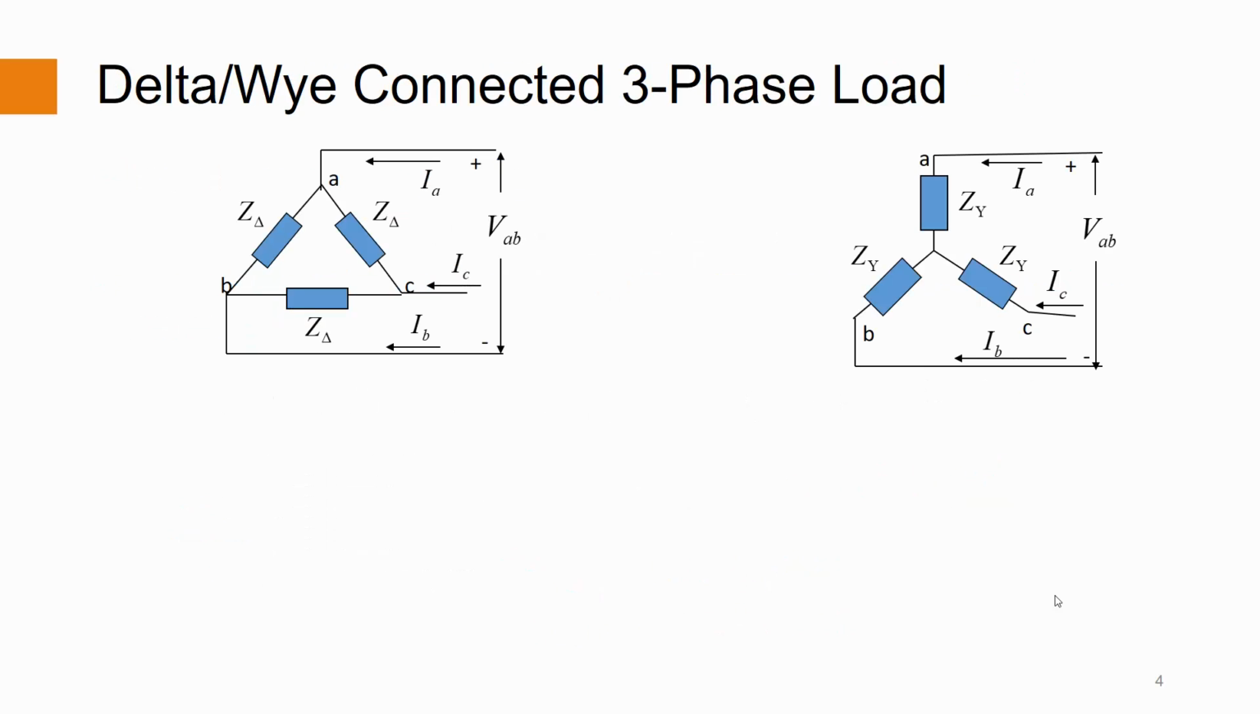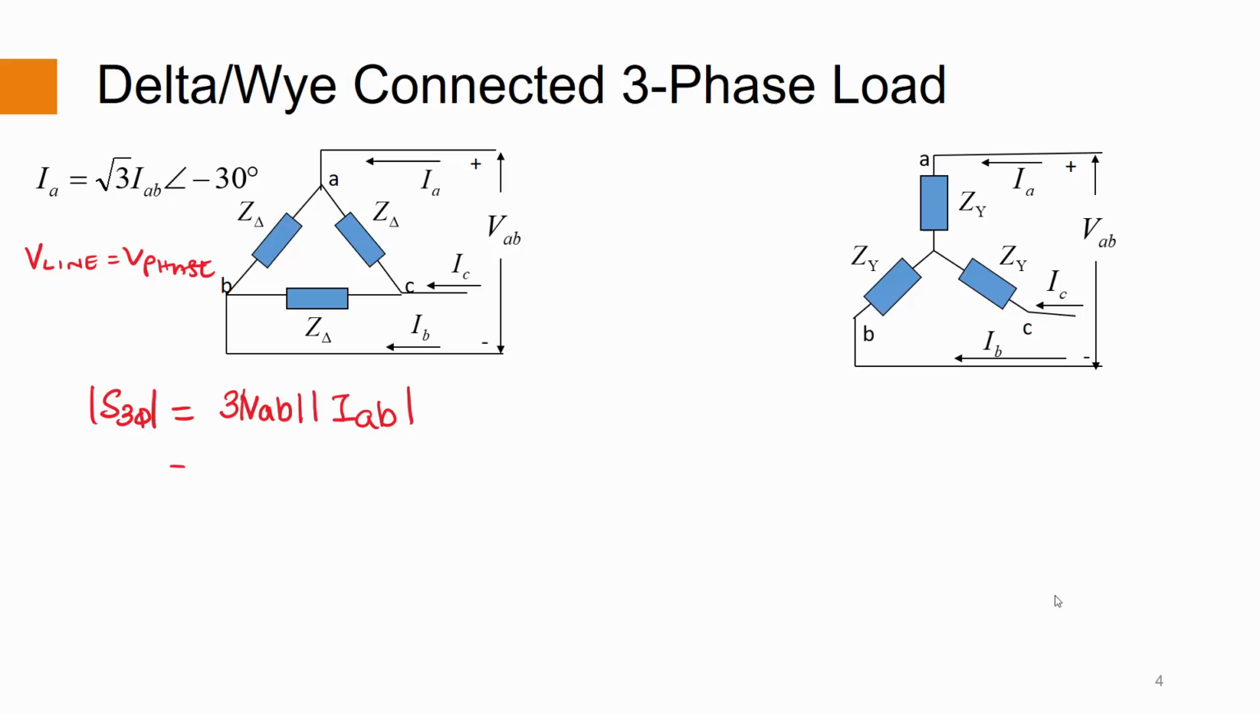For the delta connected load, we can write that the apparent power is equal to 3 times VAB into IAB. For the same load, the line voltage is the same as the phase voltage, while the line current is √3 times the phase current. Substituting this, we get the three-phase apparent power is √3 times V line into I line.